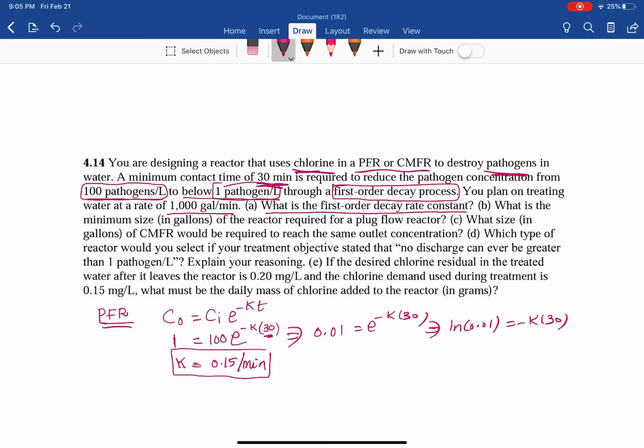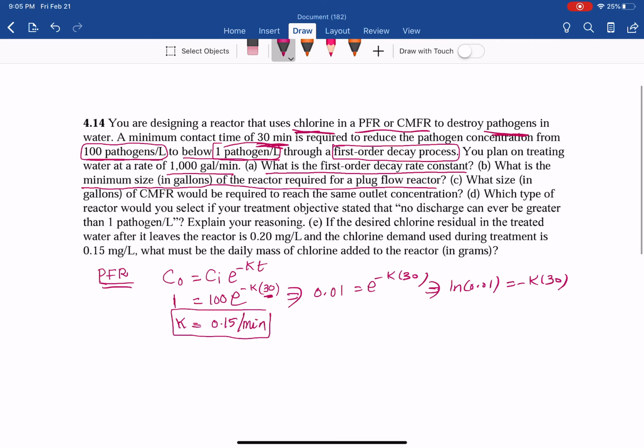So now what is B for this? What is the minimum size in gallons? He wants the minimum size in gallons of the reactor required for a plug flow reactor. So he needs to know the minimum size, in gallons. Okay, so since we know the time is 30 minutes, right? Time is equal to volume over Q. Remember, time is 30 minutes. The flow is 1,000 gallons per minute.